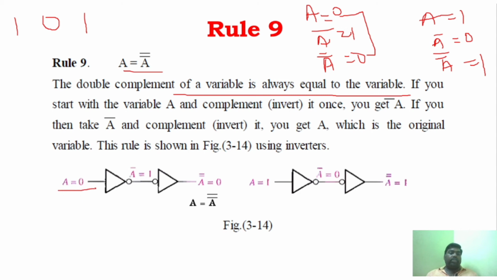If A is equal to 0, the complement is A is equal to 1. And if you are going to complement again, that is, implement the NOT gate again, then that is equal to 0. And if A is equal to 1, then A complement will be 0, and again A double bar will be equal to 1. And that is what is mentioned as A is equal to A double bar.